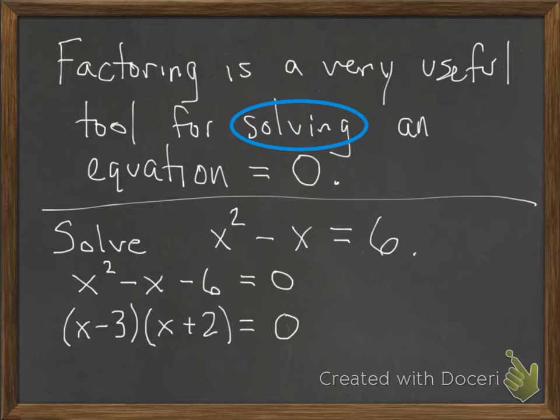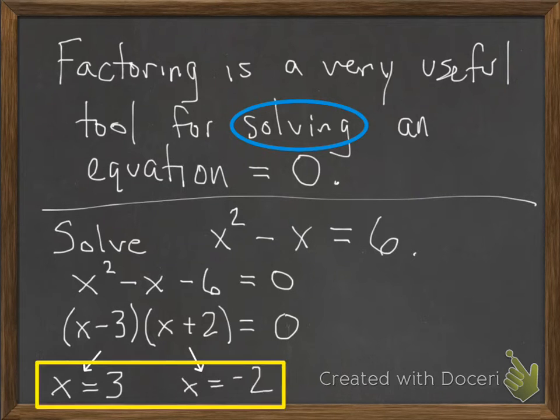Now, the reason you set it equal to 0 is because once you factor it, you just have to look when each of the factors individually is equal to 0. So that first factor is equal to 0 when x is 3, and the second factor is equal to 0 when x is negative 2. And those are your answers. You just combine them.